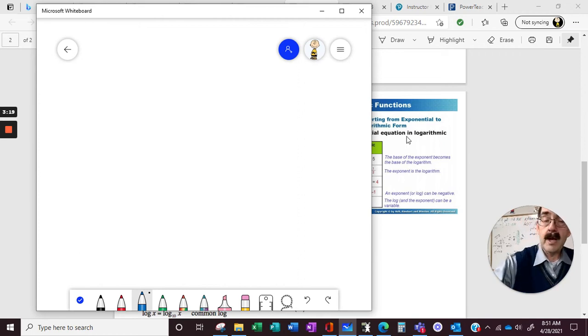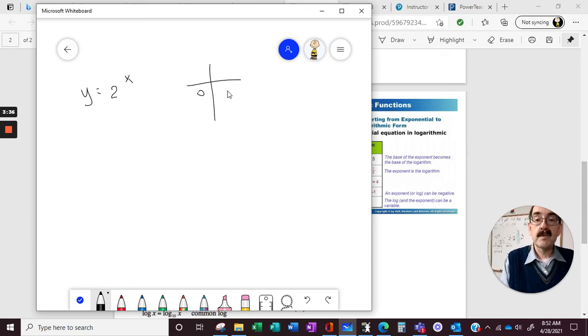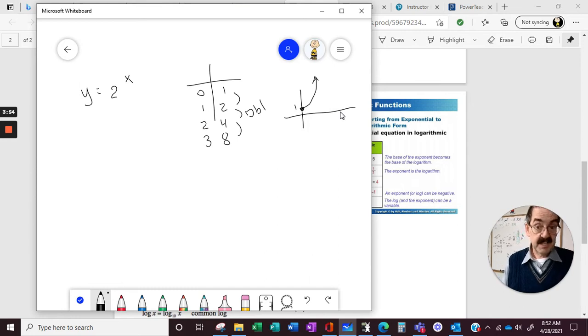So let's grab in here, and we'll write these out. Y equals 2 to the x. Well, we know that's a growth curve, right? If we put in a 0, we get a 1. We put in a 1, we get a 2. We put in a 2, we get a 4, 3, 8. Double every time, right? Just keeps doubling, and that's our growth curve with a y-intercept of 1. And it gets big fast. That's why we got to worry.